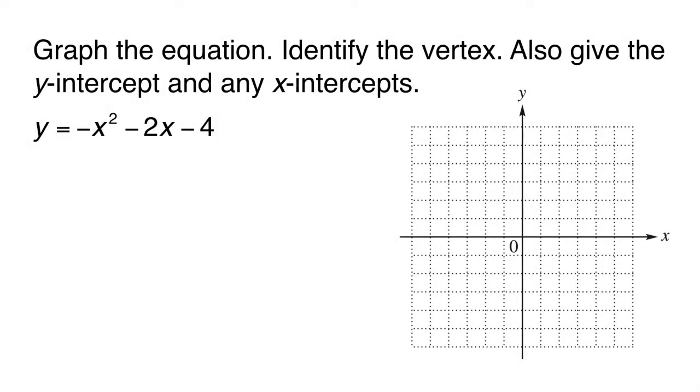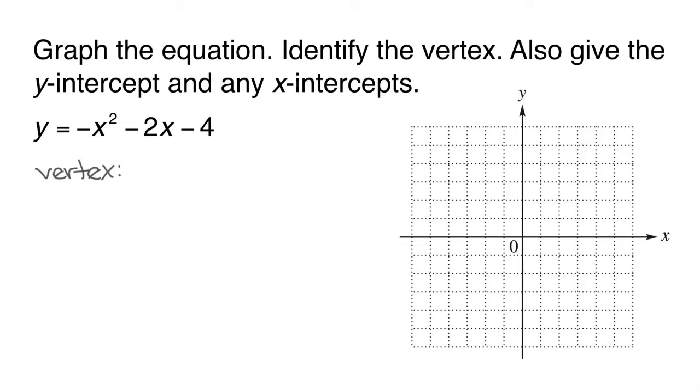Graph the equation. Identify the vertex. Also give the y-intercept and any x-intercepts. Y equals negative x squared minus 2x minus 4. We'll first identify the vertex.